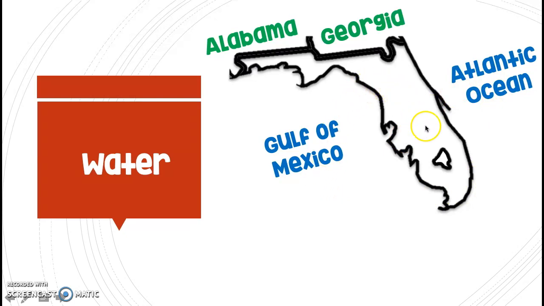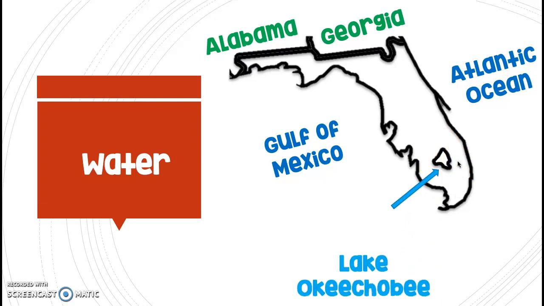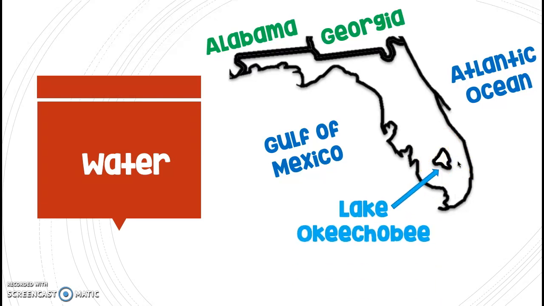Now you'll notice way down here towards the bottom of Florida, it looks like someone took a big bite out of it. The reason why that big bite is there is because there's actually a big piece of water right in the middle down there in Florida. See it? It's called Lake Okeechobee.